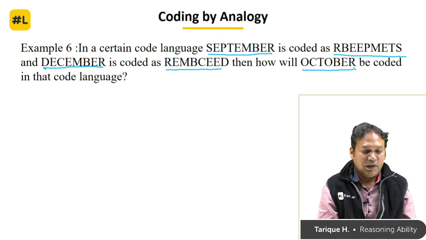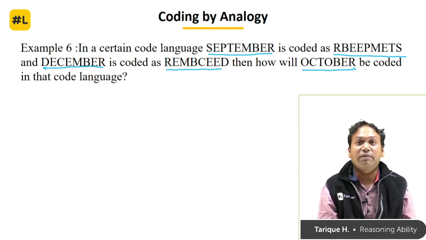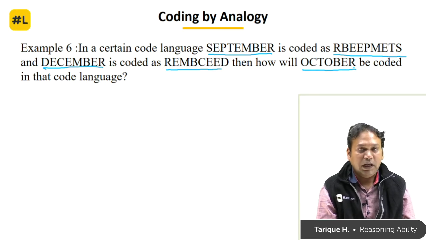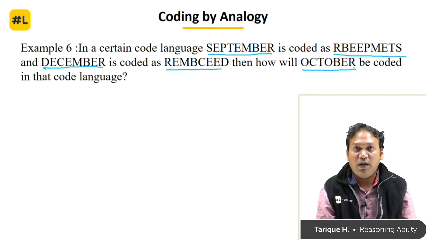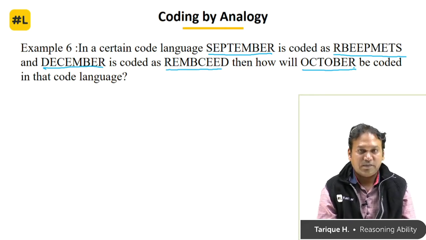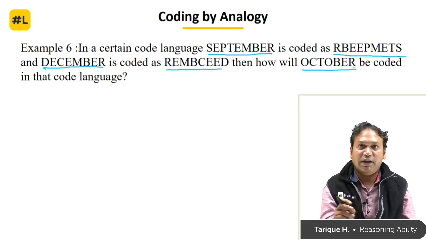Observe here that in the code language, what is the coding for September? Number of letters, observe the number of letters. And what is the code for December? REMBCEED. And then based on that, find out what will be the code for October. How will October be coded? Try out, observe carefully. Take a pen and paper, work it out, see if you can find out the solution.